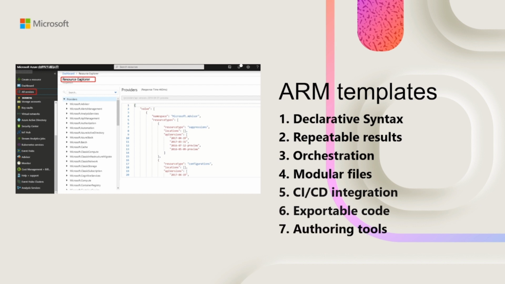Moreover, authoring tools: you can author templates with Visual Studio Code and the template tool extension, so you get IntelliSense, syntax highlighting, inline help, and many other language functions. These are some of the advantages of Azure Resource Manager templates. There is much more that you could read about it in the documentation.